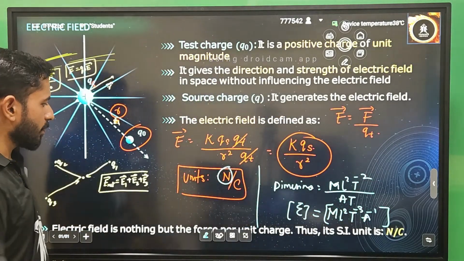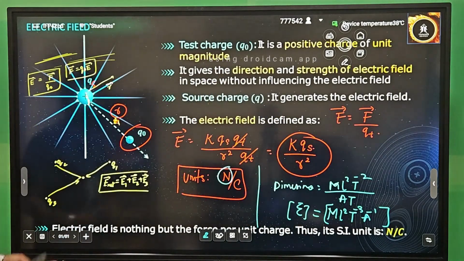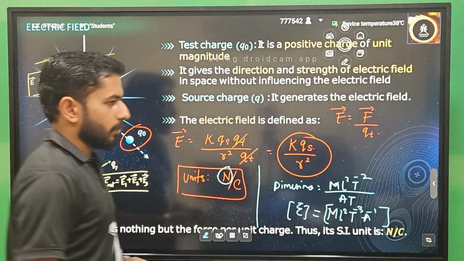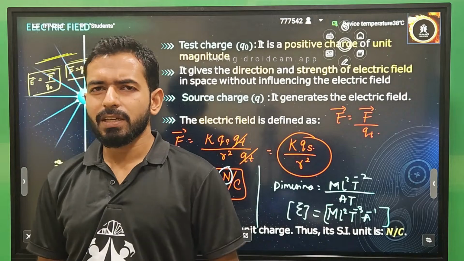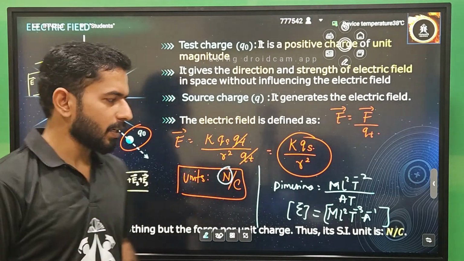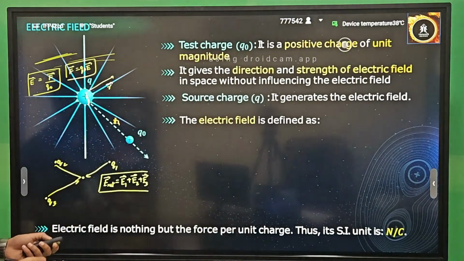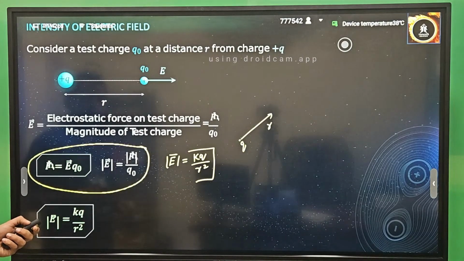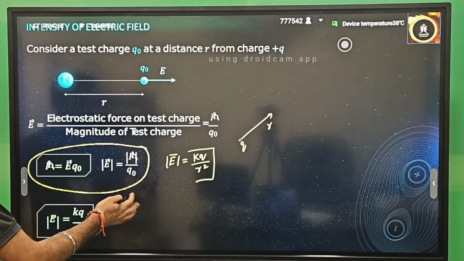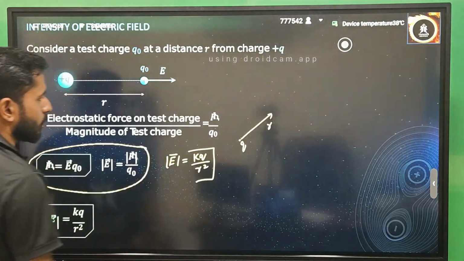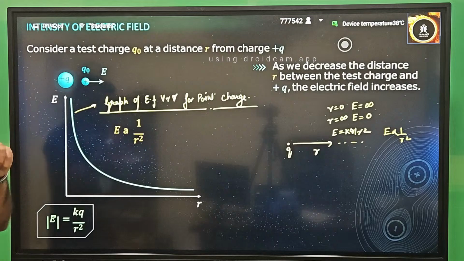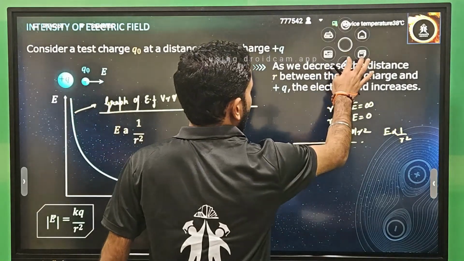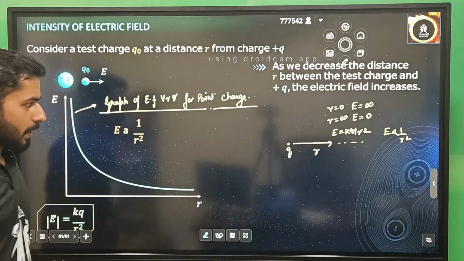Correct? So these are some basic things that you can understand. If I am talking about the directions, for any point charge, the test charge that you are bringing, always assume that it is positive. Let's understand by a question, it will be more clear to you. Here it is shown very beautifully. Same thing: electric field will be equal to KQ divided by R square, force per unit test charge.